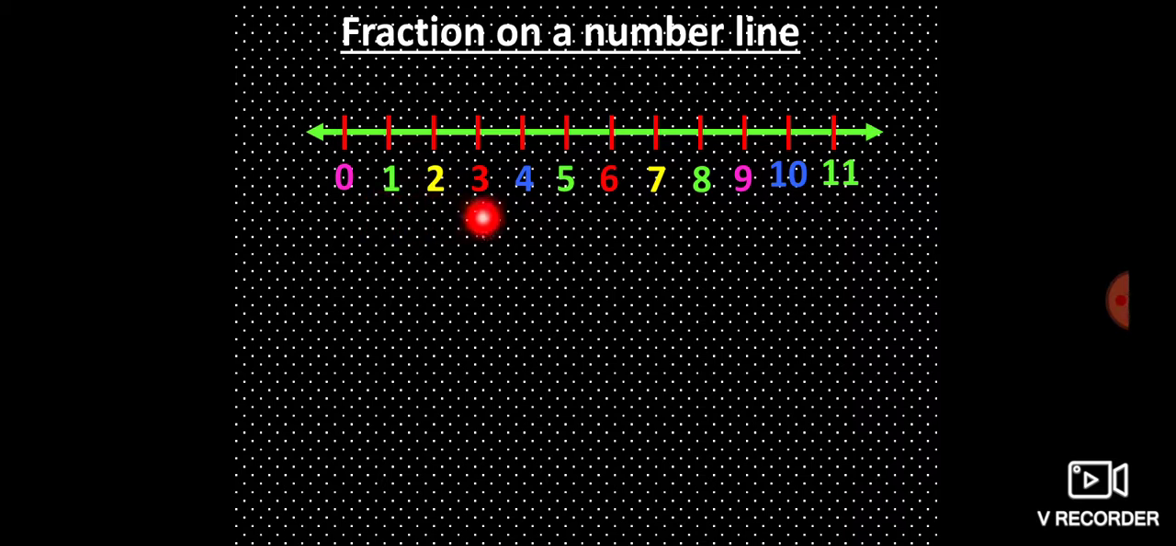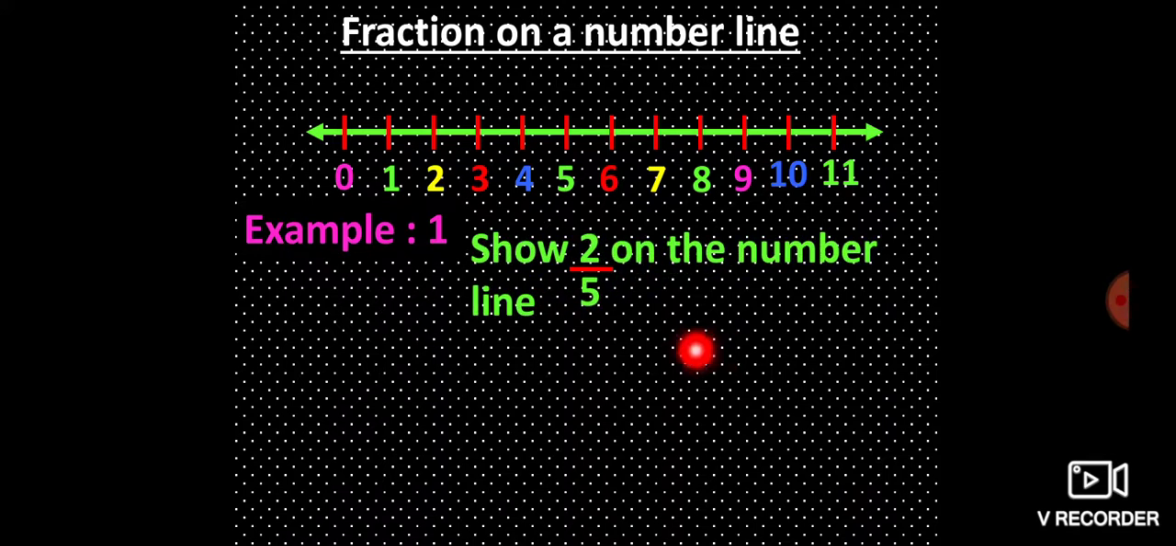This is whole numbers. We have to mark fractions on this number line. So let's discuss how we mark fractions on the number line. First example, show 2 by 5 on the number line. Very simple. Listen very carefully, then you can understand it easily. Show 2 by 5 on the number line.